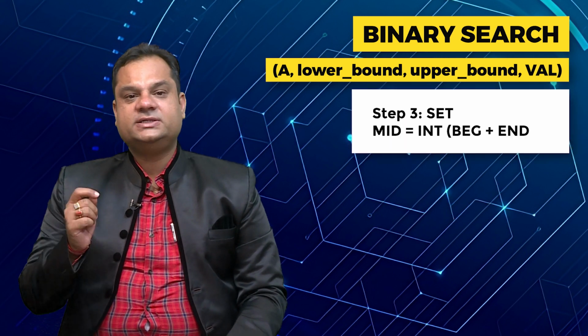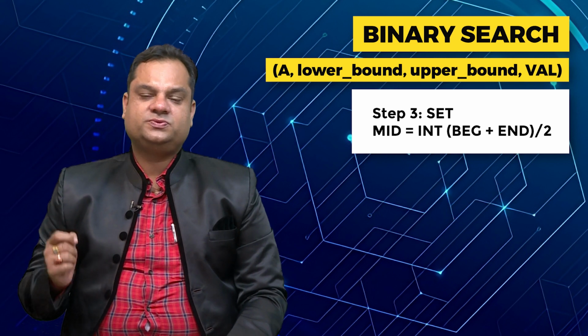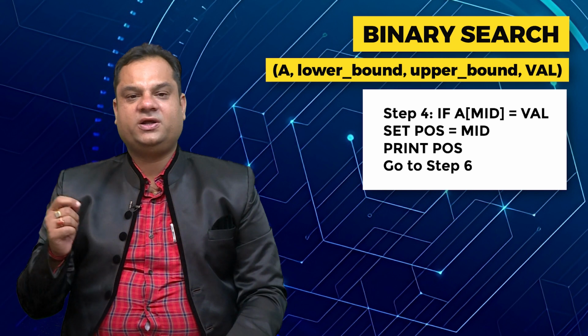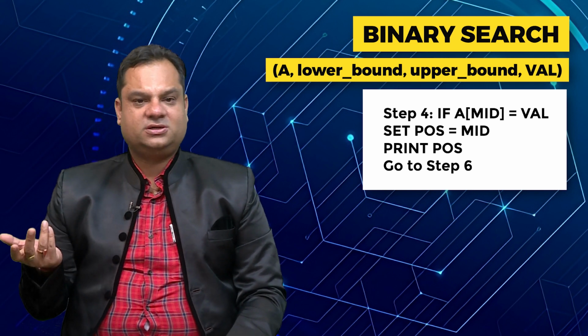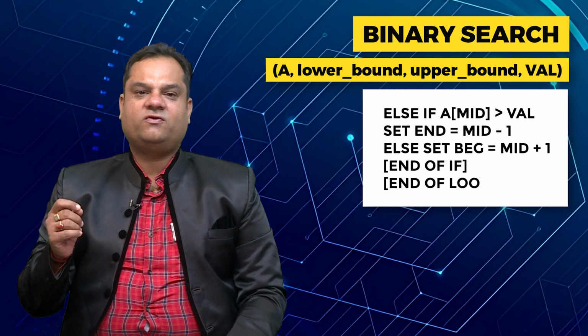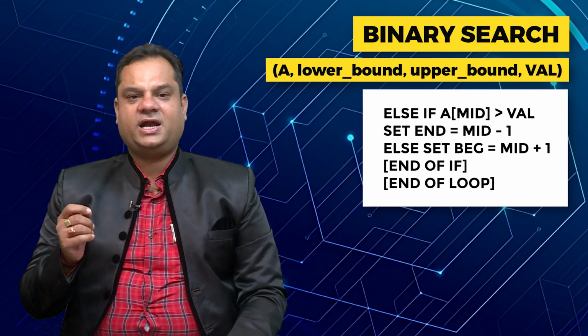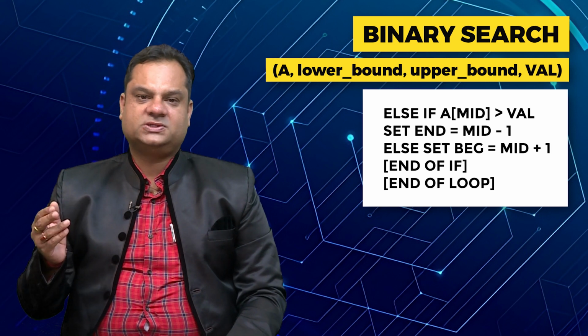In step 3, set mid equal to integer of (beginning plus end) by 2. In step number 4, if a of mid equals value, set position equal to mid, print position and go to step number 6, which means the exit. Otherwise, else if a of mid is greater than value, set end equal to mid minus 1, else set beginning equal to mid plus 1.